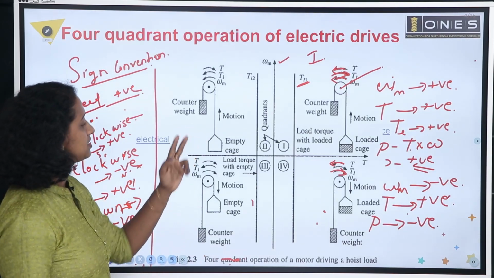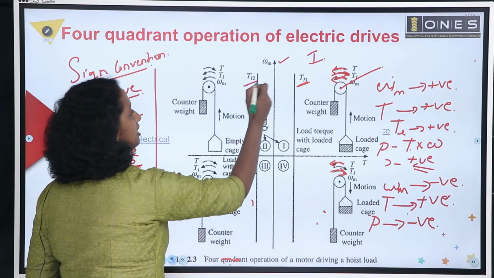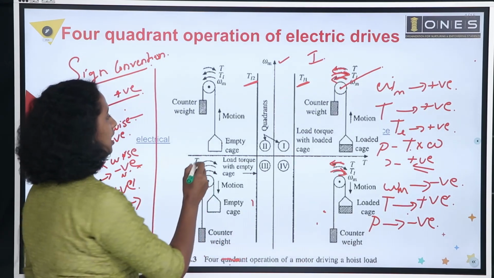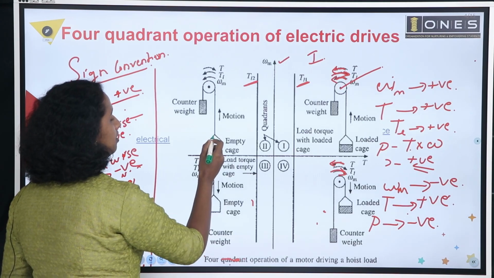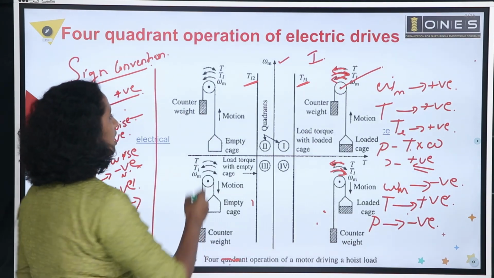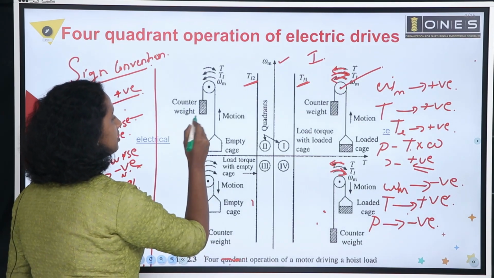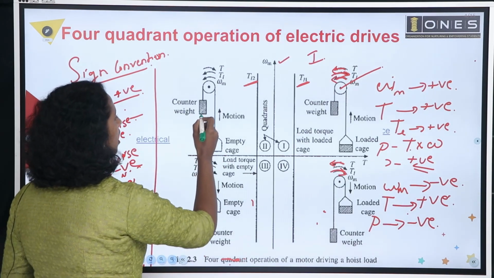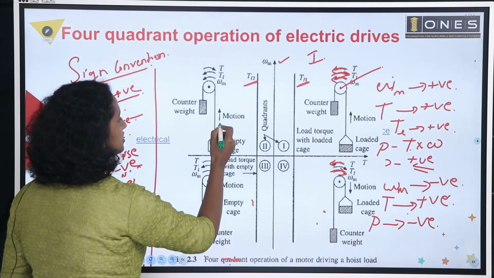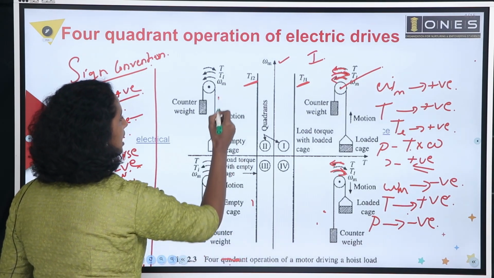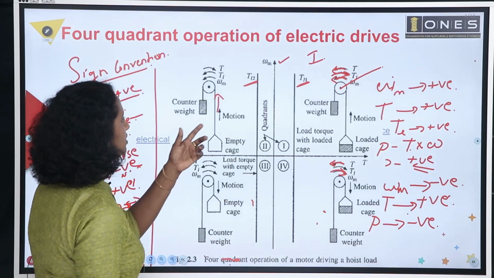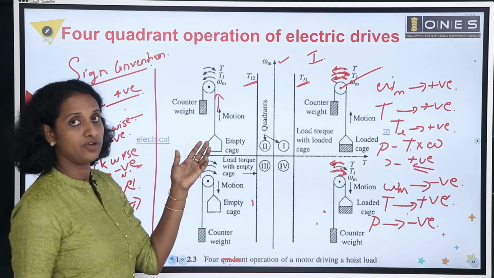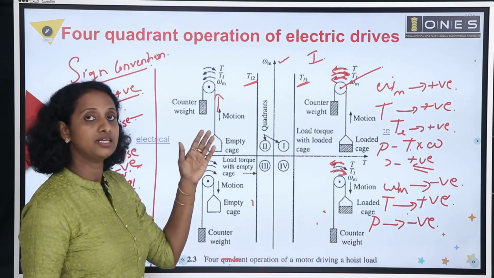Now look at this. Here the load torque is TL2. Why? Here we have an empty cage. This empty cage has to be moved up and down. A counterweight is there. The weight of the empty cage is less than the counterweight. Okay. So what will happen? In this case, we have to move this empty cage in the upward direction. So due to gravity, automatically it will move in the upward direction, but speed will be very high. We have to limit the speed to a safe value.